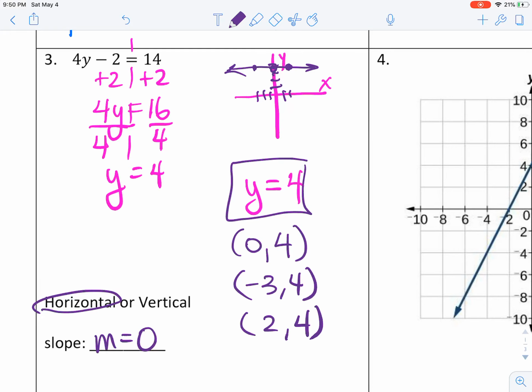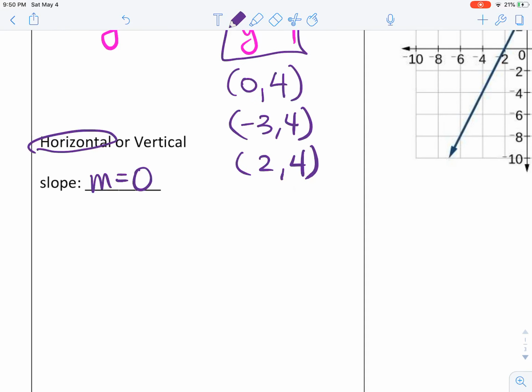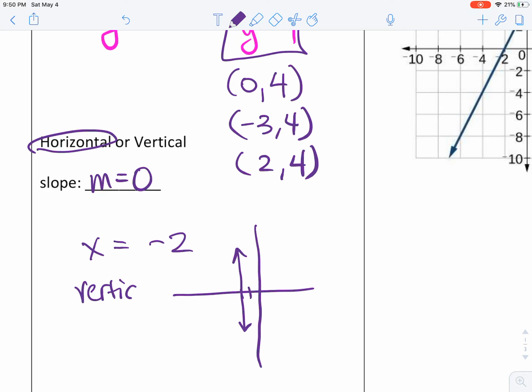If it were an x equals, which I think we have a little room for here, let's say x equals negative 2. Now I think you know that if x equaled negative 2, it would look like this. What would we call that slope? So it would be vertical, and our slope would be undefined. The reason why is that there is no fraction that means go infinitely up or down without going side to side. There's no fraction that does that, so our slope would be considered undefined.